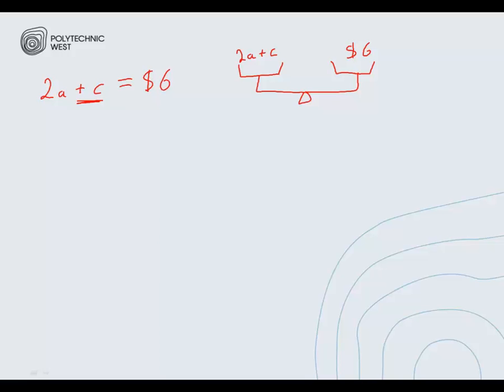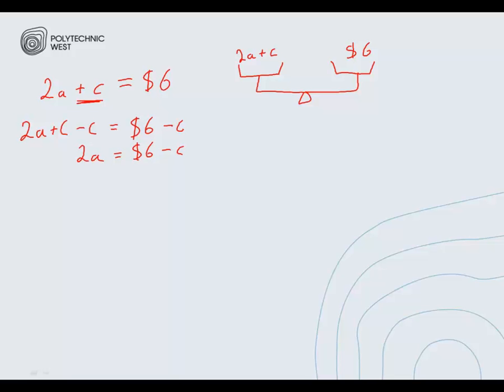Now, I don't have a carrot on the right-hand side, so I'm going to end up with a negative carrot. That's fine. So 2 apples plus a carrot minus a carrot equals $6 minus a carrot. I did the minus carrot on both sides. So I end up with 2 apples plus a carrot minus carrot. Those 2 disappear. So I end up with 2 apples equals $6 minus a carrot.